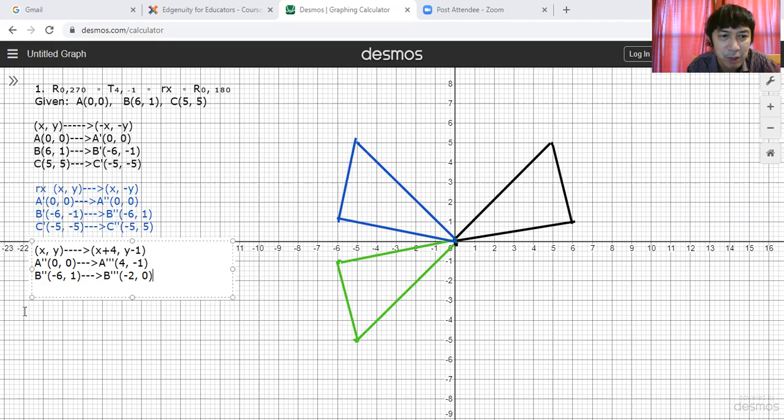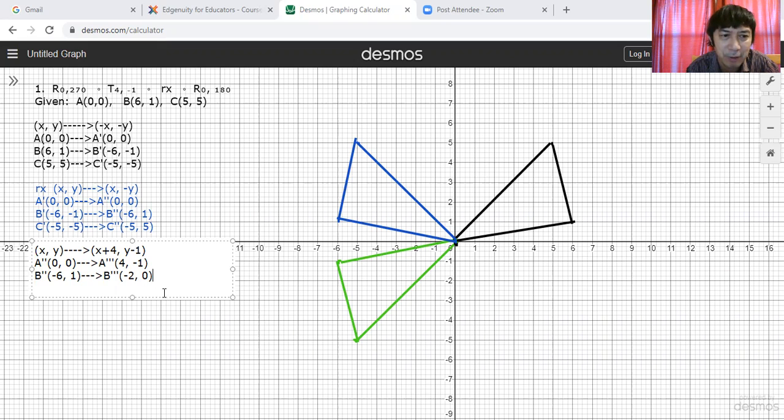Because this is the rule here, x plus 4. Our x now is negative 6. So negative 6 plus 4, that should be a negative 2. And then we have the y minus 1 for the next computation. Our y happens to be 1 over here. So imagine substituting the 1 here, 1 minus 1 gives us 0. I hope you were able to get that part.